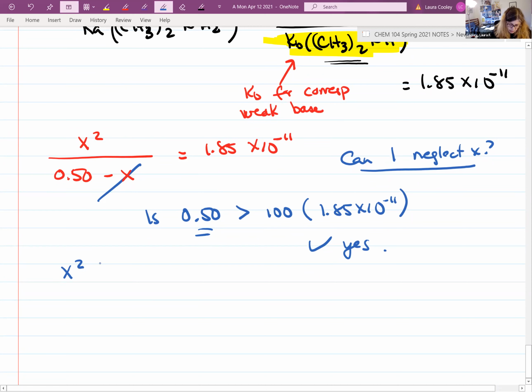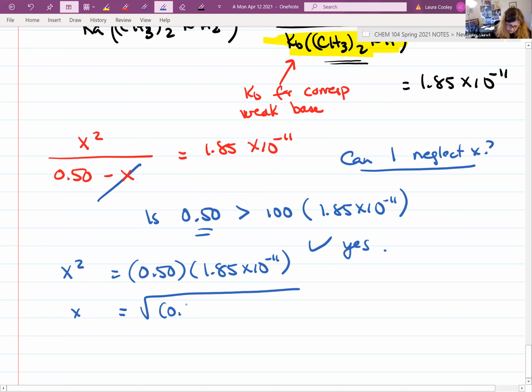X squared times 1 equals 0.50 times that K. Okay. So X is the square root of that, which is 3 times 10 to the negative 6th.